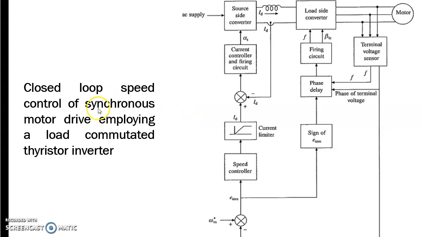Based on that, there is a closed loop speed control of a synchronous motor drive employing a load commutated thyristor inverter, schematic diagram. In this diagram you can see that this part is well known. This is the speed control loop, outer speed control loop, inner current control loop. This speed is actually sensed from the terminal voltage sensor. Inside here, the frequency control information is also obtained from the terminal voltage sensor. So this is a closed loop schematic. We will discuss this in the next lecture.